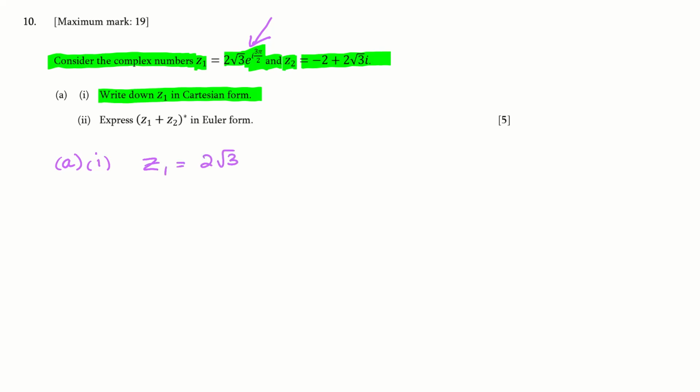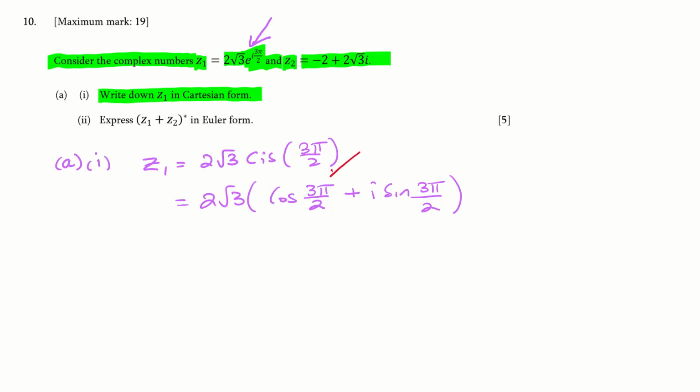2 root 3 cis 3 pi by 2, and that means 2 root 3 (cos 3 pi by 2 plus i sine 3 pi by 2). Now you should know that cos of 3 pi by 2 is 0, sine of 3 pi by 2 is negative 1. So this will be negative 2 root 3 i.